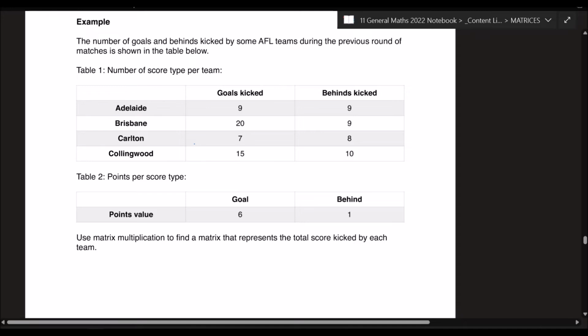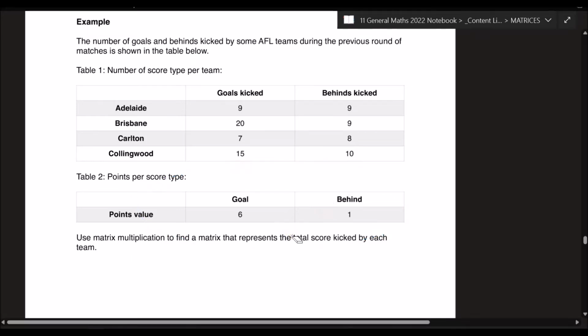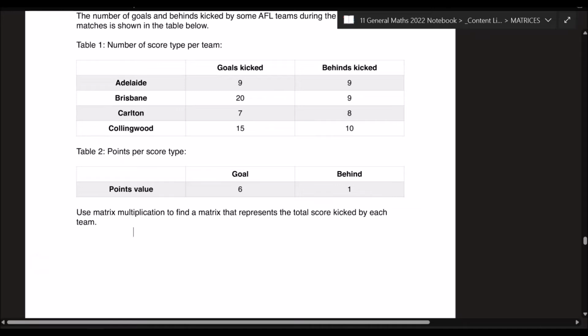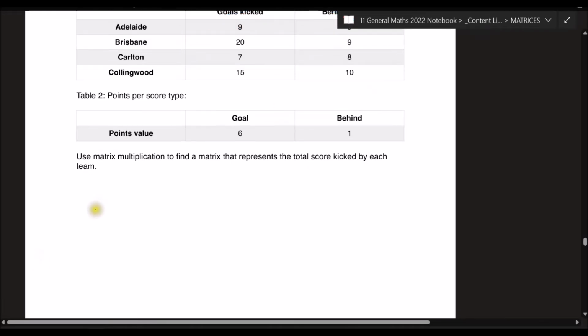And you've got the value of the goals and the behinds in this table here. So what we need to do is find, in a matrix, and represent the total number of points that they would have scored based on the value of the goals and behinds here. So firstly, let's represent this in a matrix. Now tell me, what's the order for this matrix, guys? It's going to be a 4 by 2. So 4 rows, 2 columns.